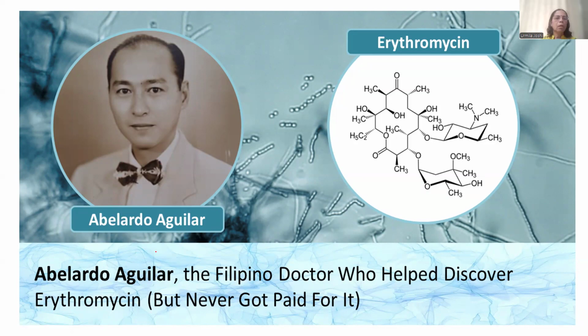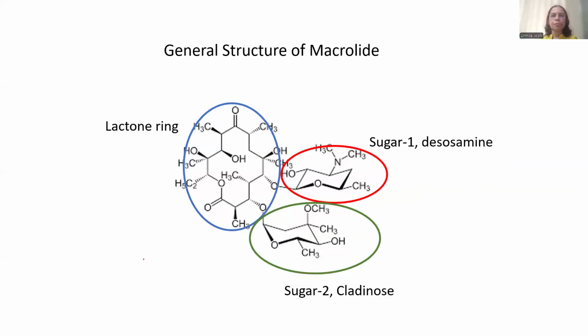Abelardo Aguilar was a Filipino doctor who helped Eli Lilly discover erythromycin. He isolated erythromycin from soil samples. Unfortunately, he never got paid for it. The general structure of erythromycin is that of a macrolide antibiotic.